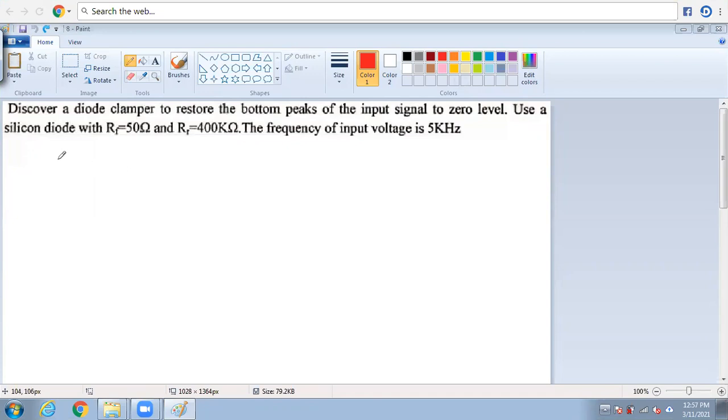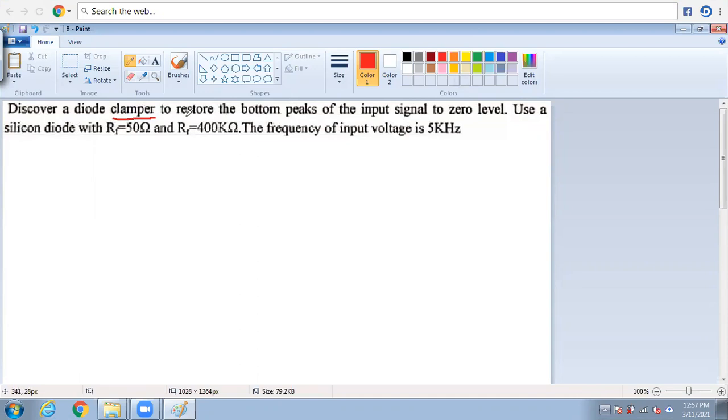I am teaching the course Electronic Devices and Circuits. In this course, I would like to discuss problems on clamper circuits. Now let's start the first problem.